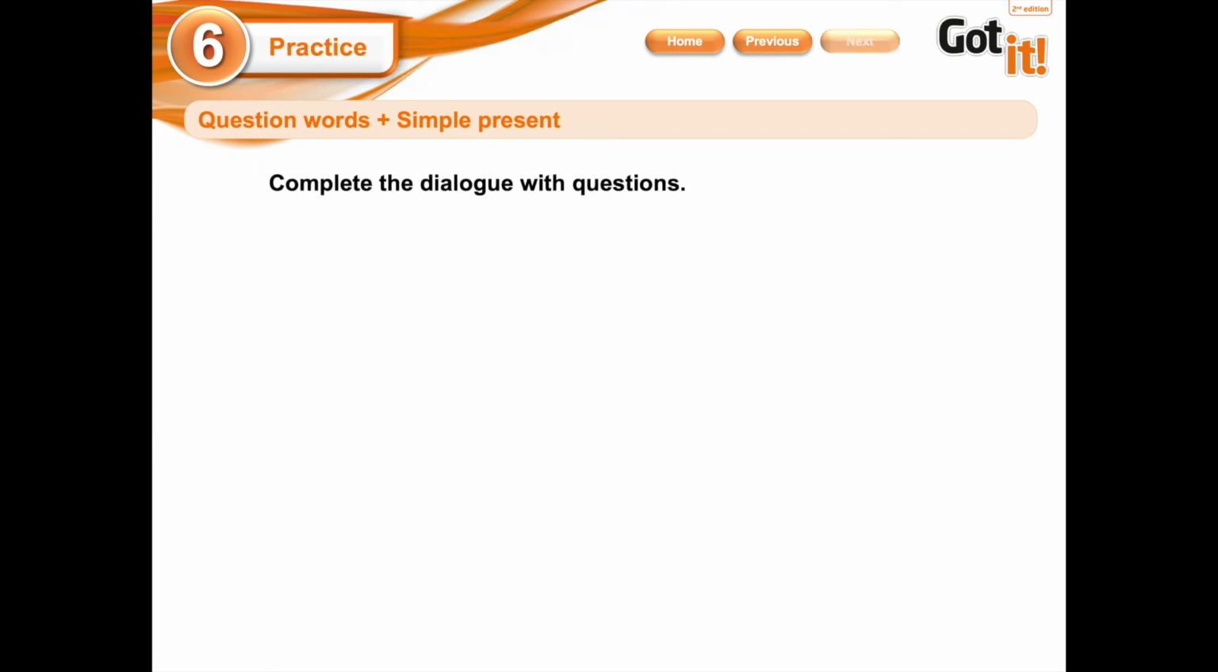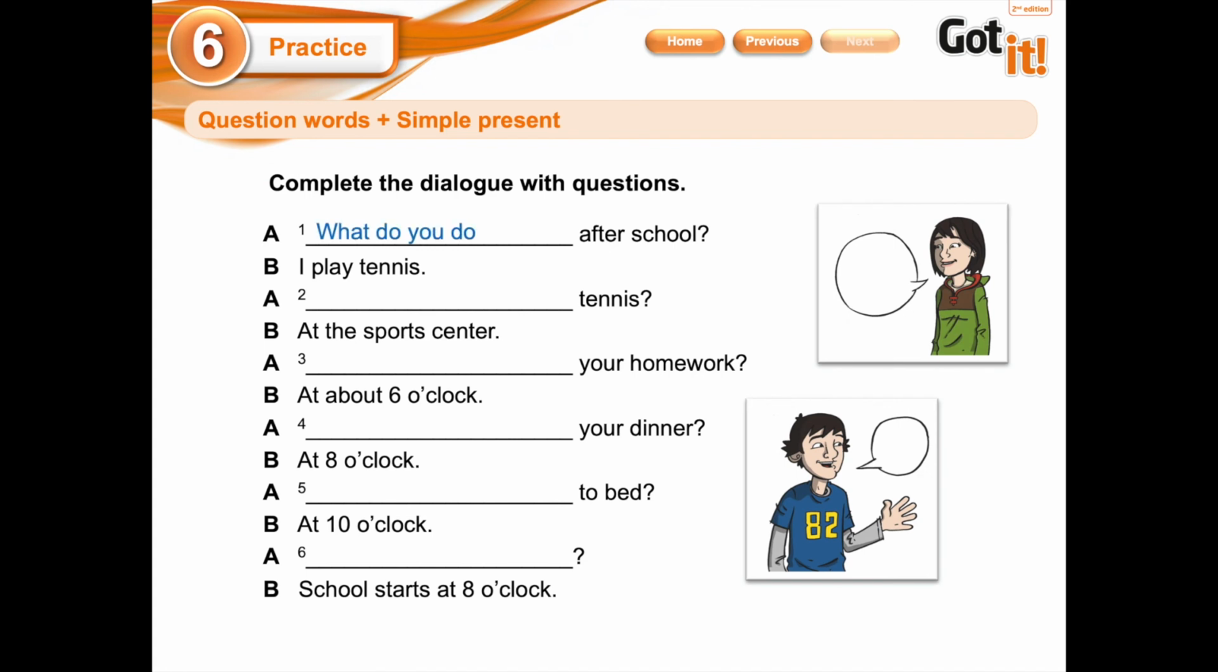Okay, here the instruction says complete the dialogue with questions. Lo único que debemos hacer es completar el diálogo con preguntas, obviamente utilizando question word más un presente simple. Let's see the example. What do you do after school? I play tennis. You have to pay attention to the answer too, to try to find the correct question. So in number two, we have tennis at the sports center. You're referring to a place, so you have to use where. So where do you play tennis? At the sports center.